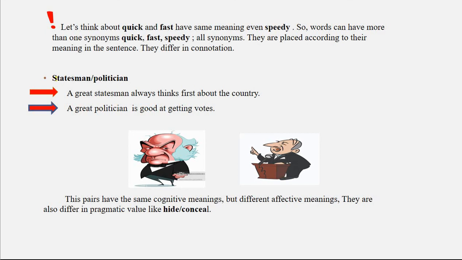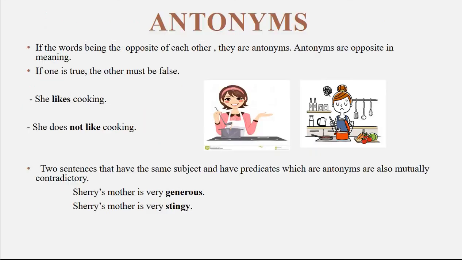A great statesman always thinks first about the country. A great politician is good at getting votes. This pair has the same cognitive meanings but different affective meanings. They also differ in pragmatic value, like hide and conceal. So in terms of pragmatics, they are similar to fat and overweight. Although they are synonyms of each other, the usage is usually different from one another.